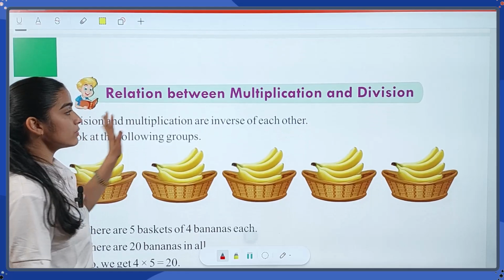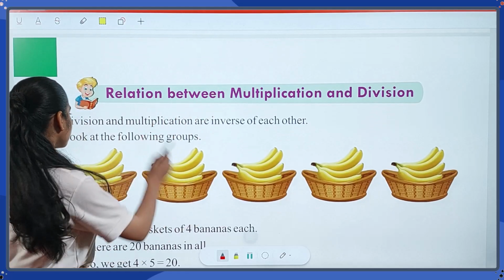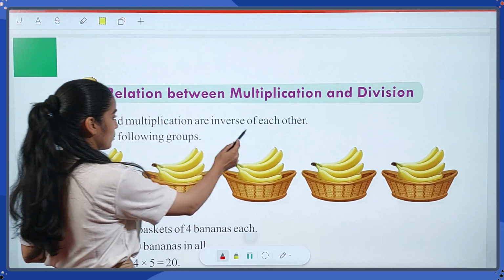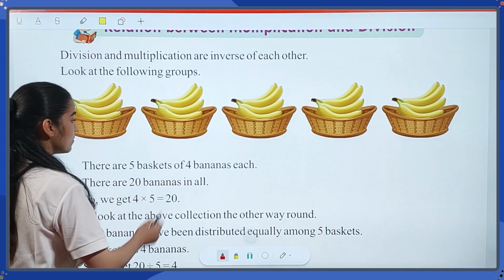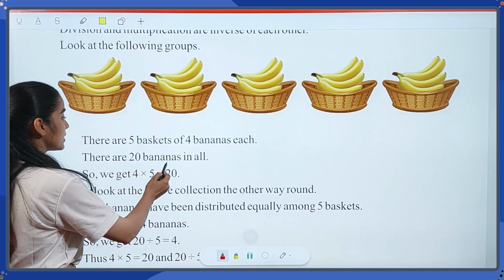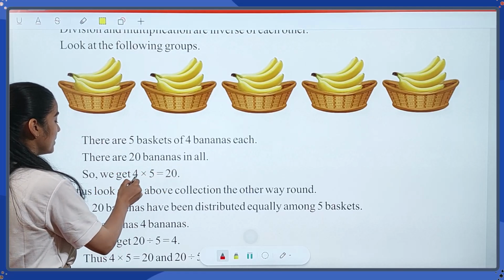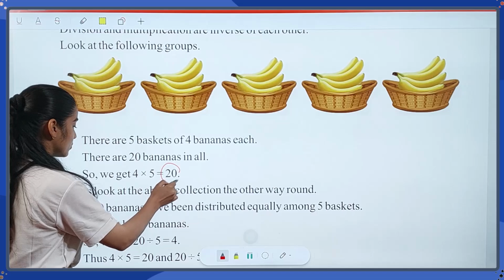Now, relation between multiplication and division. Division and multiplication are inverse of each other. Look at this. There are 5 baskets of 4 bananas each. There are 20 bananas in all. So we get 4 multiplied by 5 is equal to 20.